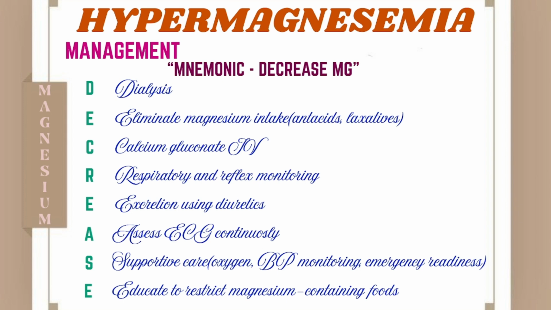So, this is the management for hypermagnesemia, and the mnemonic to remember this is decrease magnesium. Dialysis, eliminate magnesium intake, calcium gluconate IV, respiratory and reflex monitoring, excretion using diuretics, assess ECG continuously, supportive care, and education to restrict magnesium containing foods.